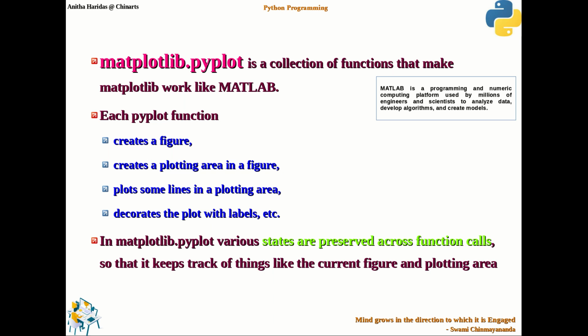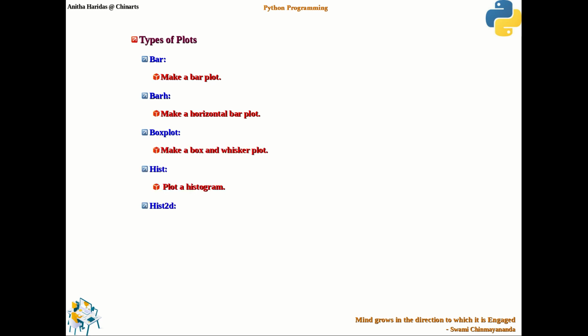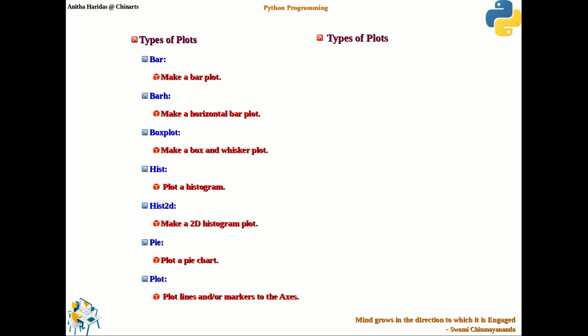So what you have to do is store whatever plot you have created in a variable. You can call it figure 1. Then again invoke the plot function, save it in figure 2, so that both the graphs will be available in your program. So that is the advantage of having this PyPlot. These are the different types of plots that we can create using PyPlot.